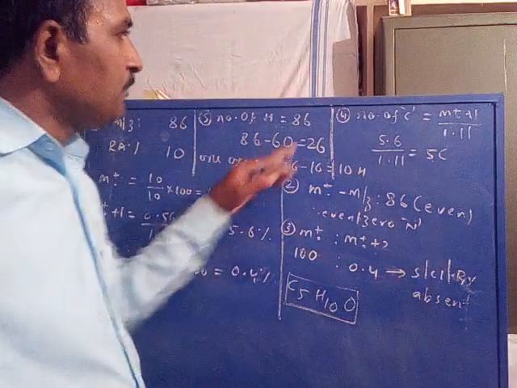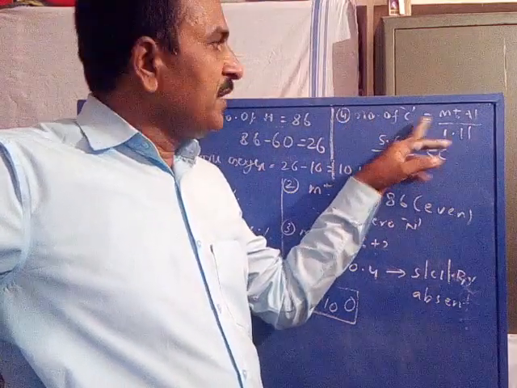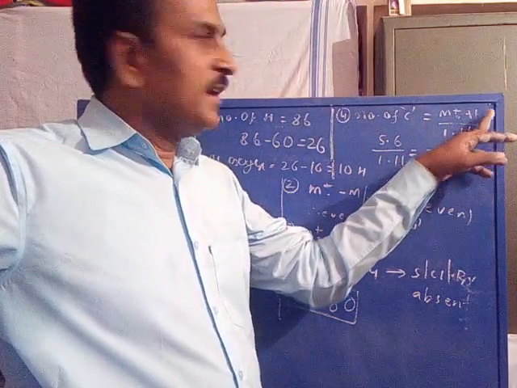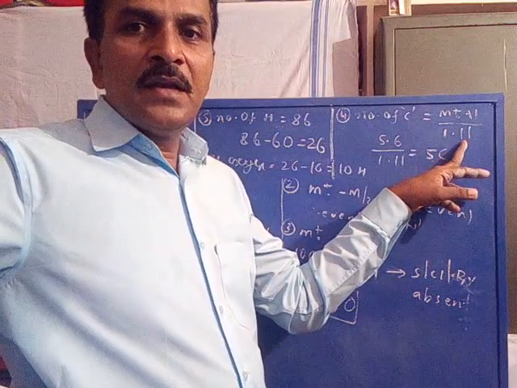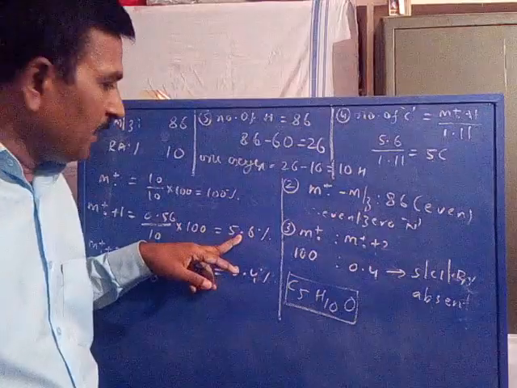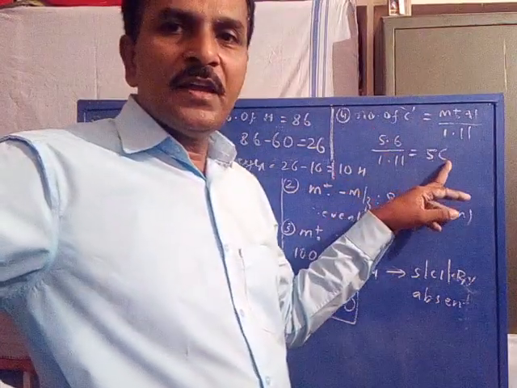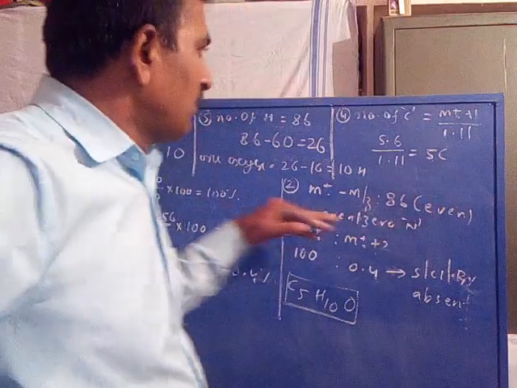Now coming to the fourth guideline, the number of carbons is calculated by dividing the molecular ion +1 signal intensity by the natural abundance of carbon. So molecular ion +1 signal intensity is 5.6. So 5.6 divided by 1.11 is equal to 5 carbons. So this is the fourth guideline.